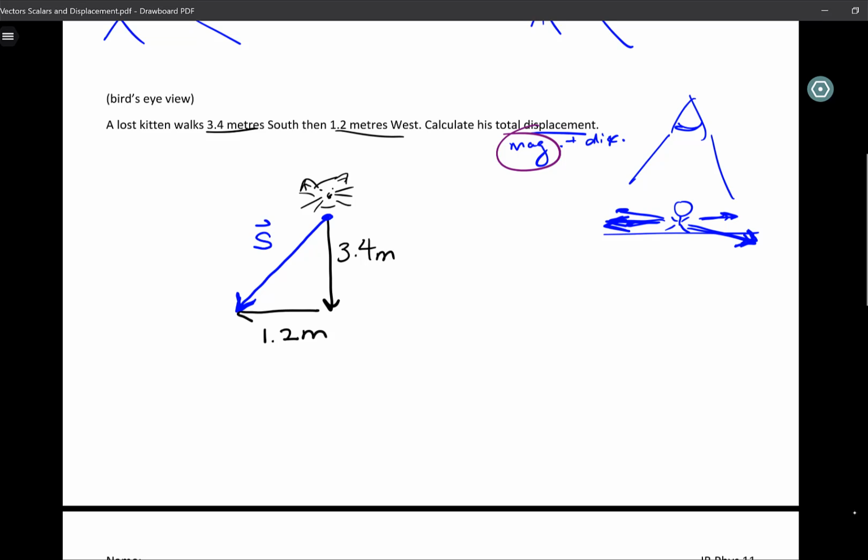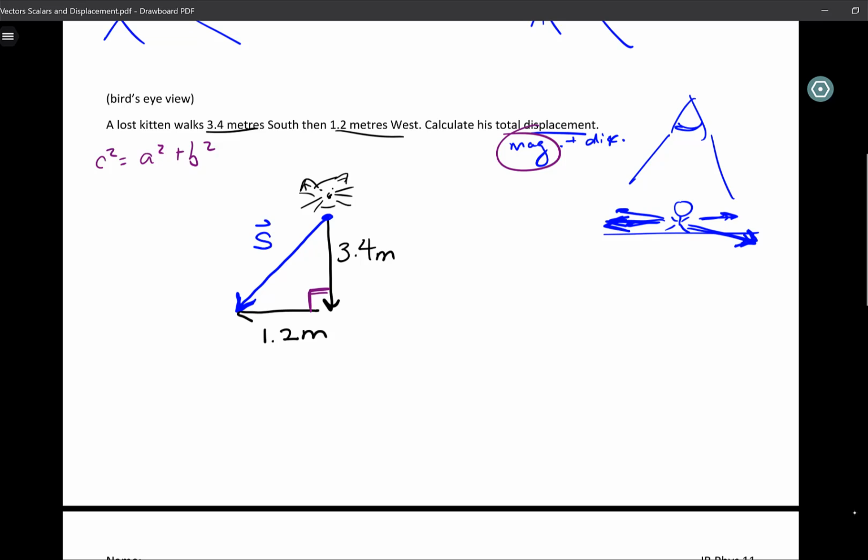If we know two sides of a triangle, to find the third one, notice that this is a right triangle because the south and west are directly perpendicular to one another, 90 degrees. So we use the Pythagoras theorem to find displacement. That is c squared equals a squared plus b squared, where c is the hypotenuse. Just write that up here so you remember. S is your hypotenuse. That's your total displacement.